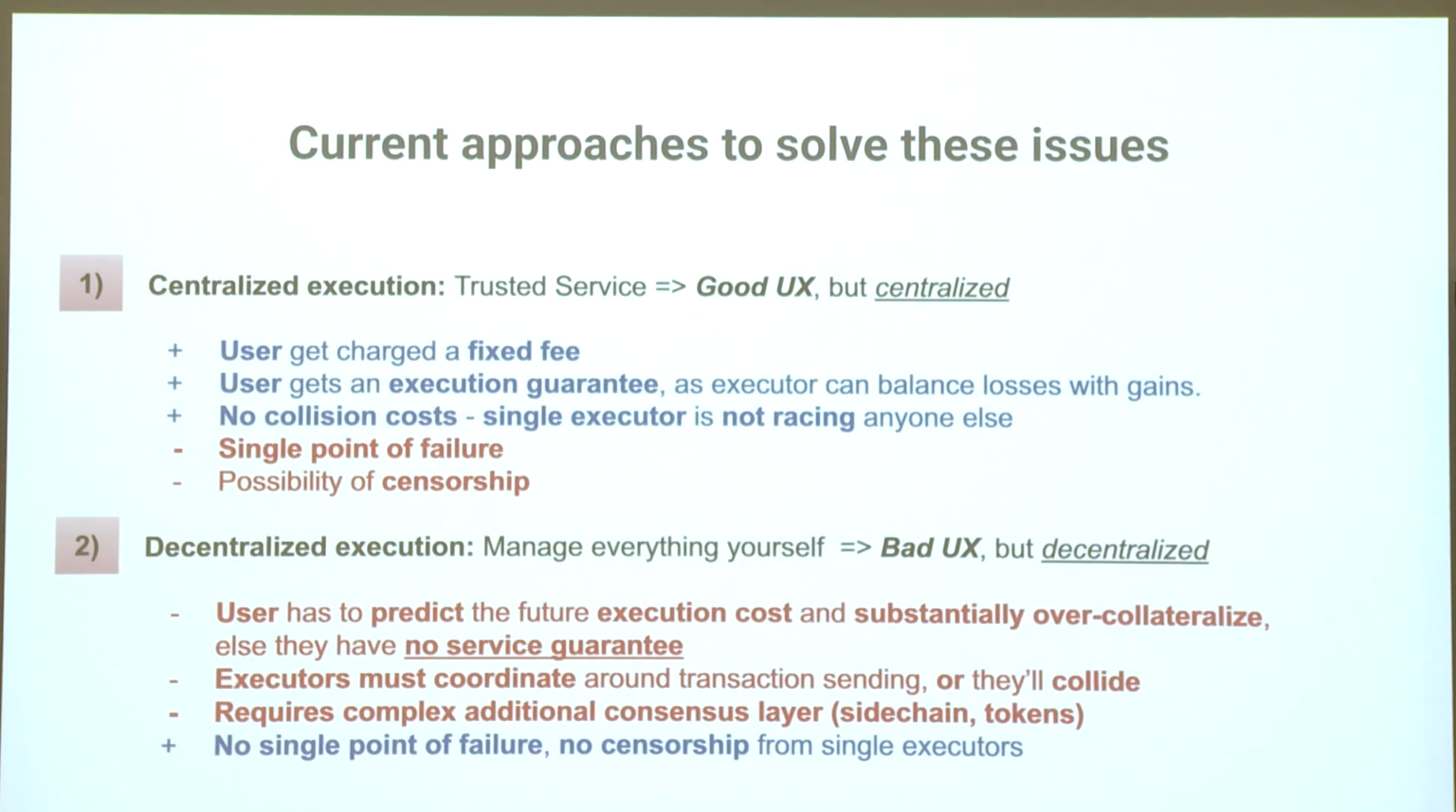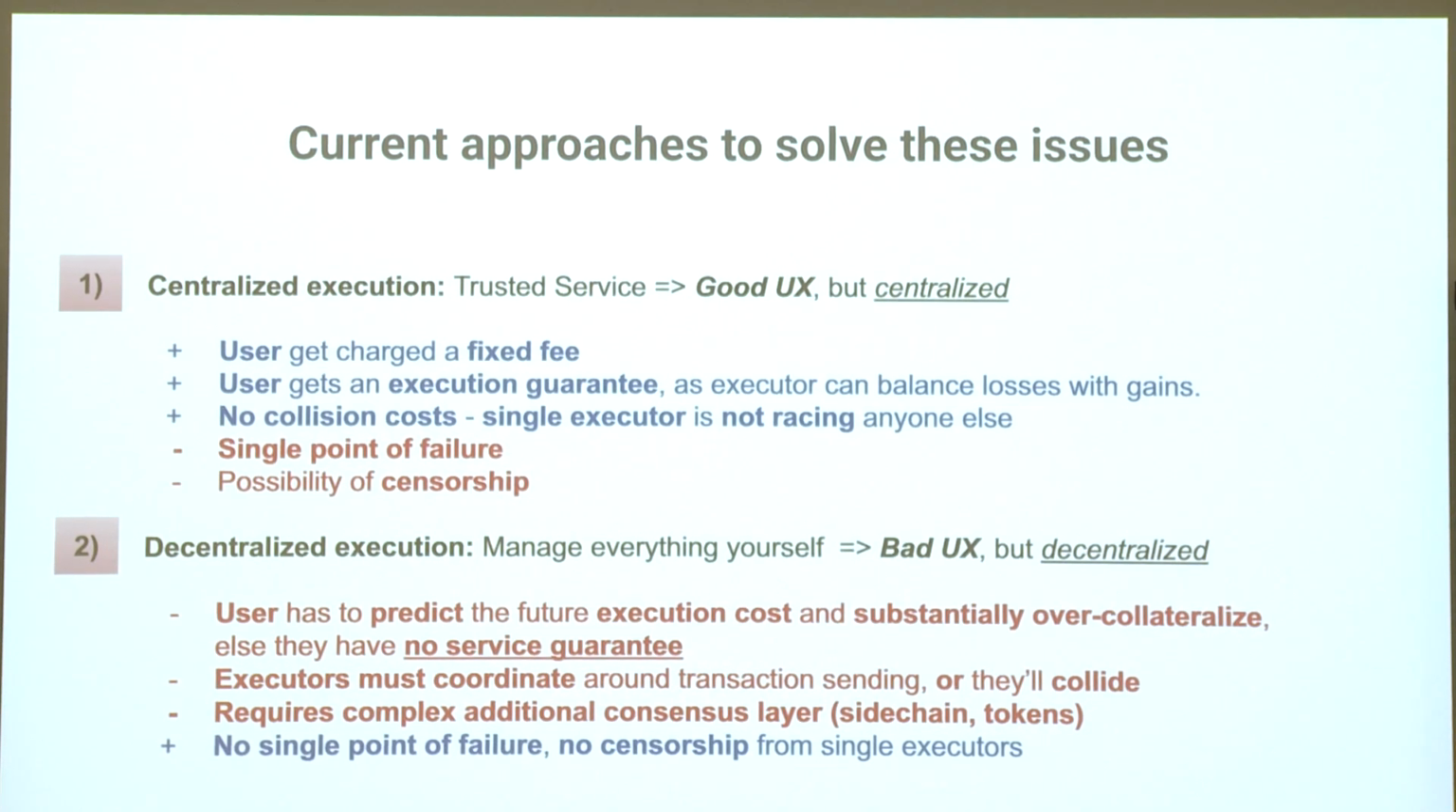And then you have the decentralized approach, which is good because there's no single point of failure, and there's censorship resistance because there are many parties involved. However, it's very manual for the user because the user has to predict the future execution cost. So the user probably doesn't know about gas, but they have to know how much they have to pay in 10 days when the gas price might change.